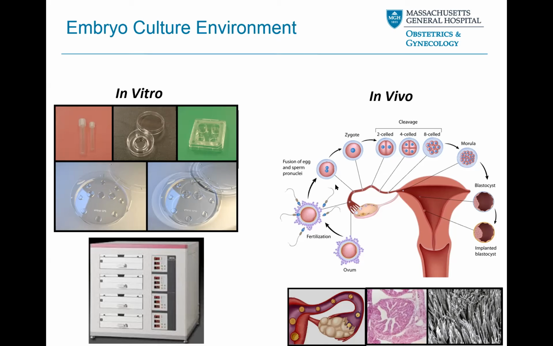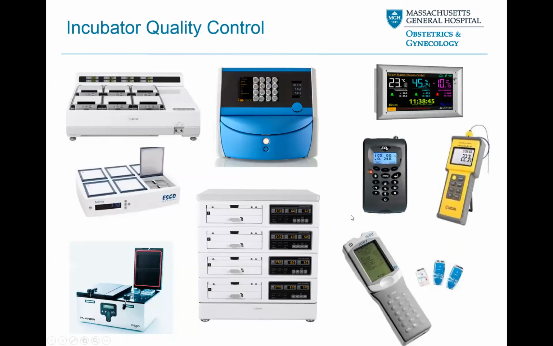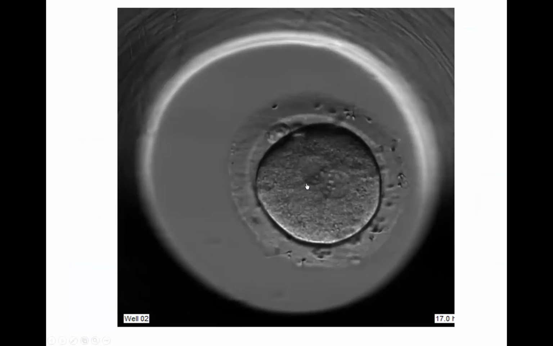So this is what we're trying to do in the lab. We're trying to mimic what's going on in vivo within the body. To do that, we have extremely rigorous, high-tech equipment to culture these embryos and test these conditions every single day. For the first hour or 2 every single morning, we test the oxygen concentration, the carbon dioxide concentration, the pH of the media, and the temperature of these systems to make sure everything is perfect for culturing these embryos.